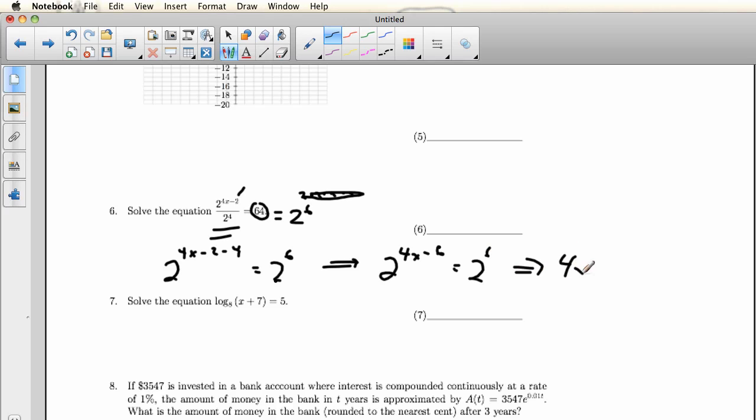Therefore, I can ignore the bases and just see when the exponents are equal. Oops, that's a 6. 4x minus 6 equals 6. So add 6 to both sides, divide both sides by 4, and we'll find that x here is 3.